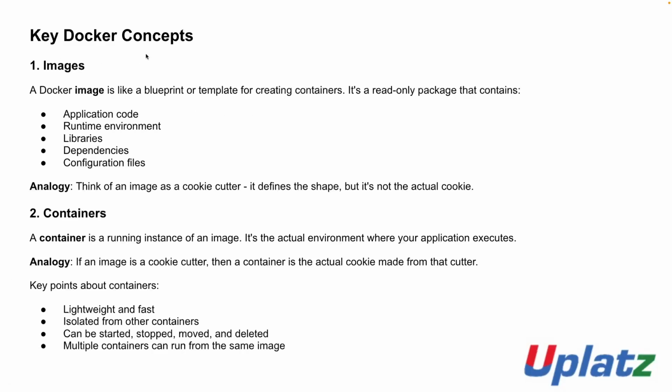Key Docker concepts. Number one, images. A Docker image is like a blueprint or template for creating containers. It is a read-only package that contains application code, runtime environment, libraries, dependencies, and configuration files. Analogy: think of an image as a cookie cutter. It defines the shape, but it's not the actual cookie.